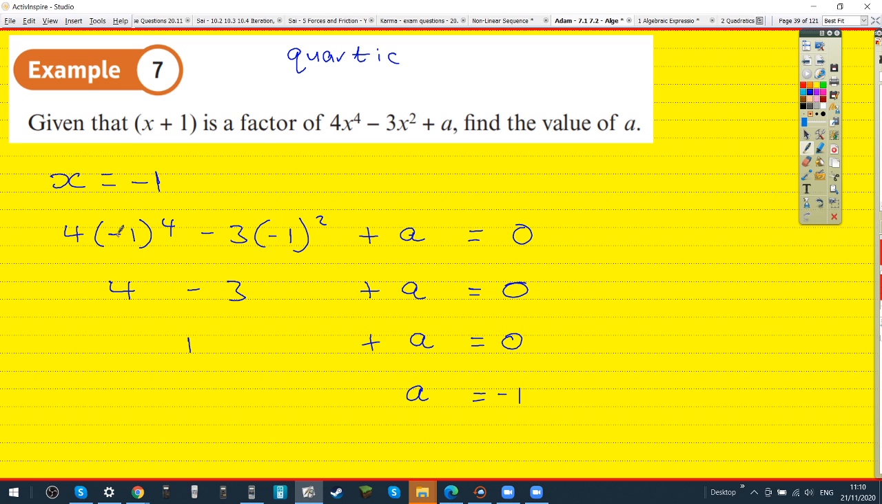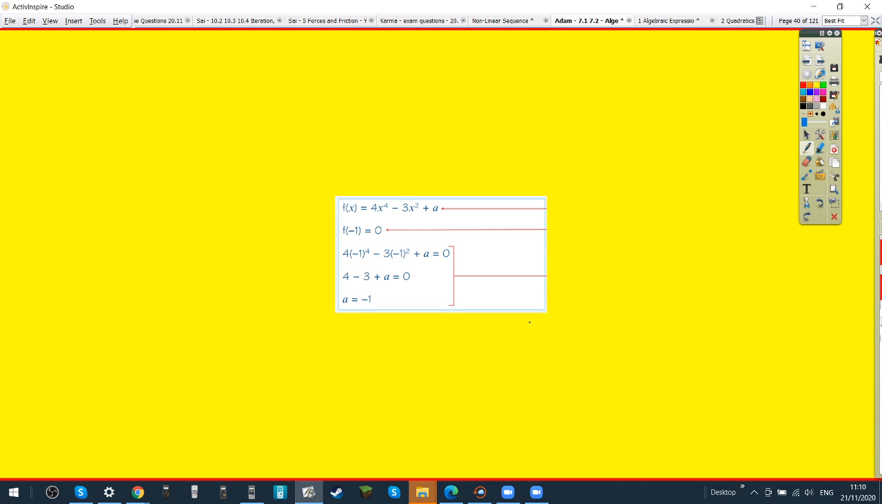And I did it manually. 4 times -1 to the 4 is 4. -3 times -1 squared is -3. 4 minus 3 is 1. 1 plus 8 is 0. A is -1. Here we go. Good.